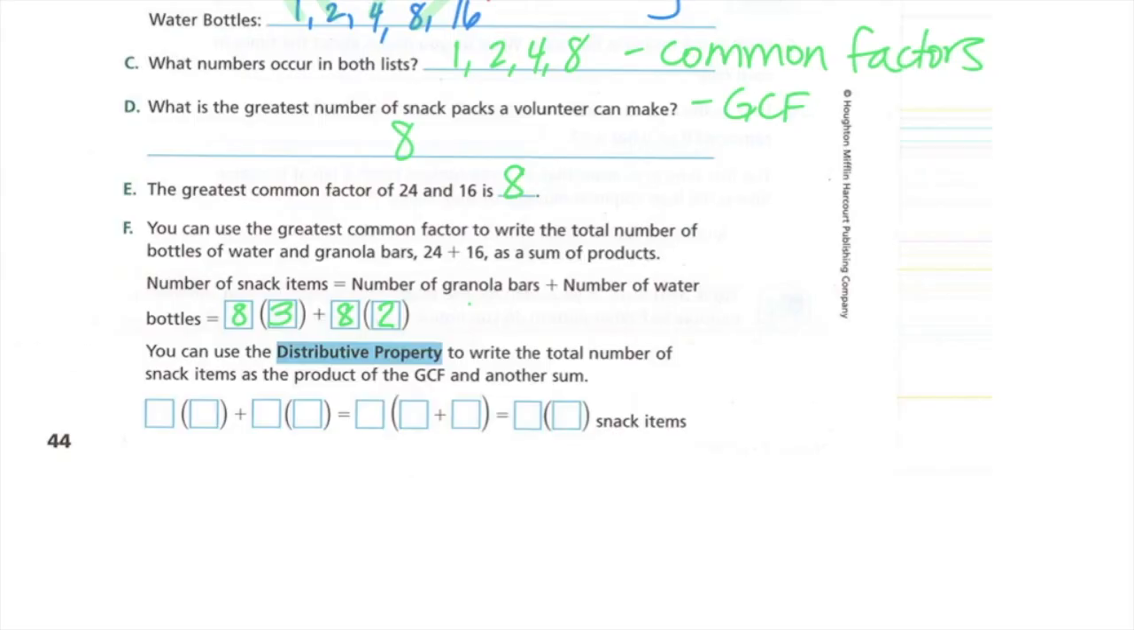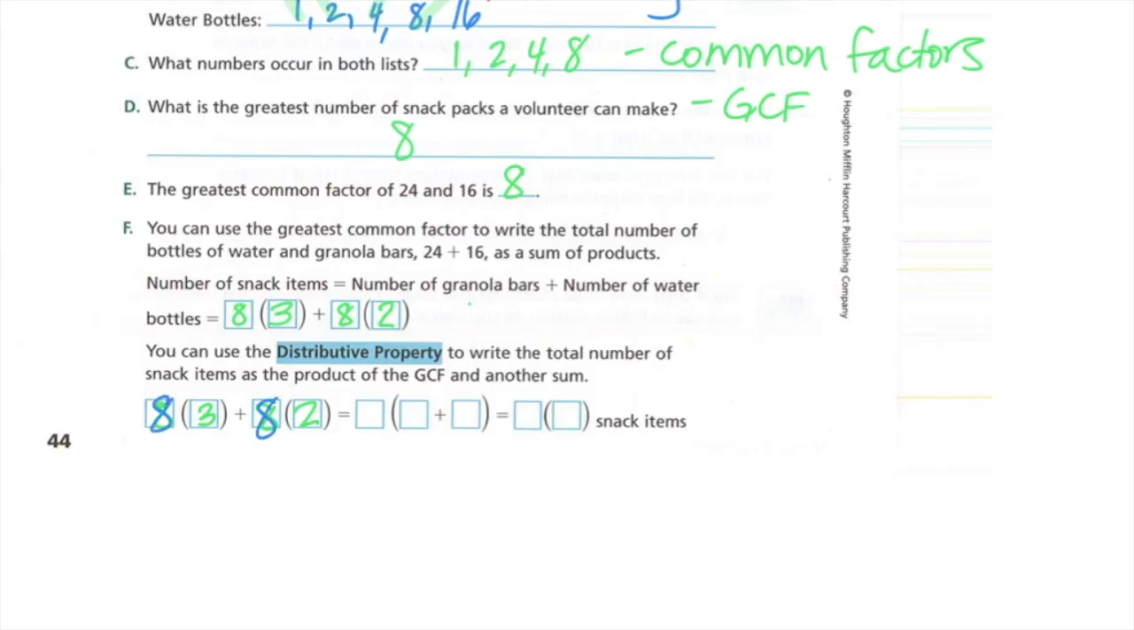Does 8 times 3 give us the 24 granola bars? And does 8 times 2 give us the number of water bottles? Yes. You can use the distributive property to write the number of snack pack items as the product of the GCF and another sum. This is a little confusing, but we're going to take what we just did, our 8 times 3, those were our factors that we used to find the greatest common factor, and 8 times 2. Now, you'll notice that there's an 8 here and an 8 here.